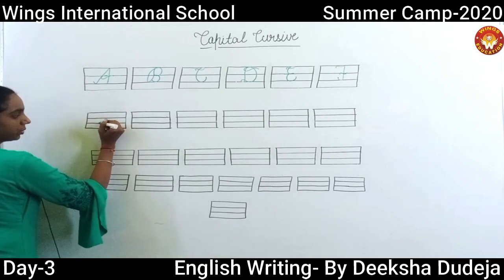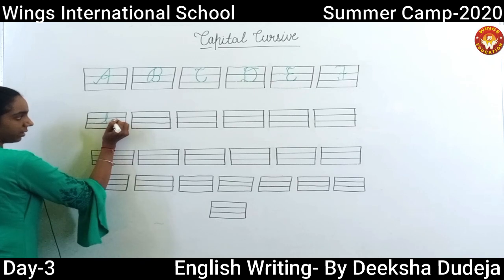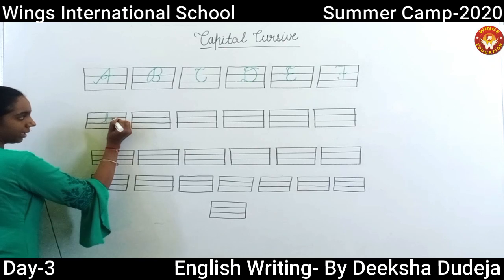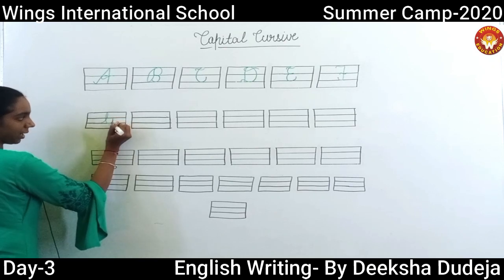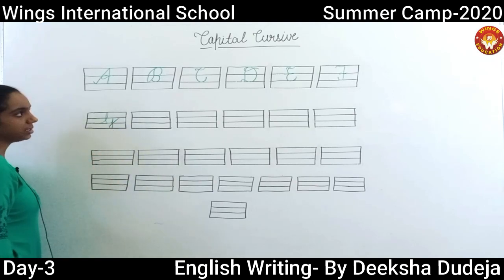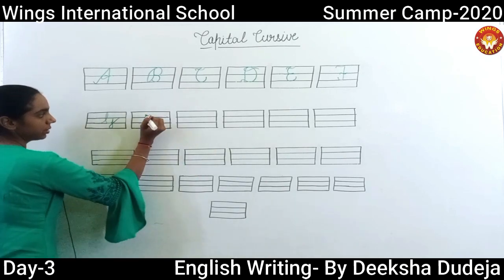G start from third line. I make a curve line and touch first line. And again touch third line. And round and touch second line. Second line to fourth line, I draw a standing line. And I round this line. This is G. Next, H.